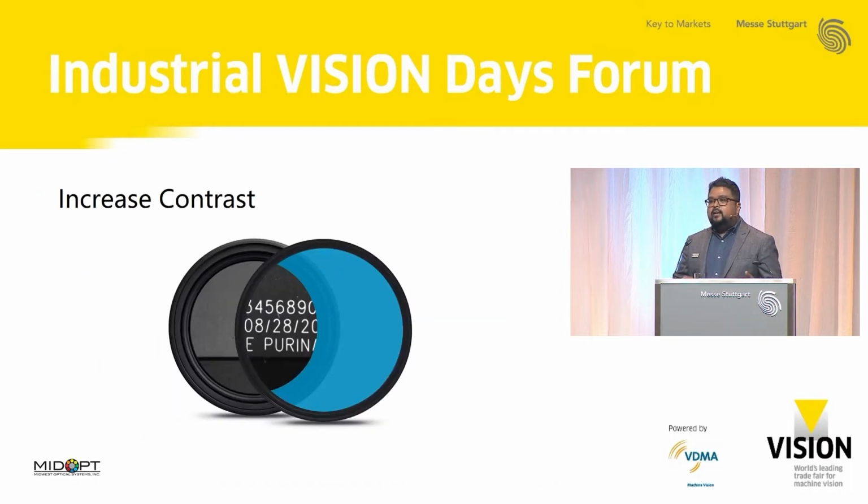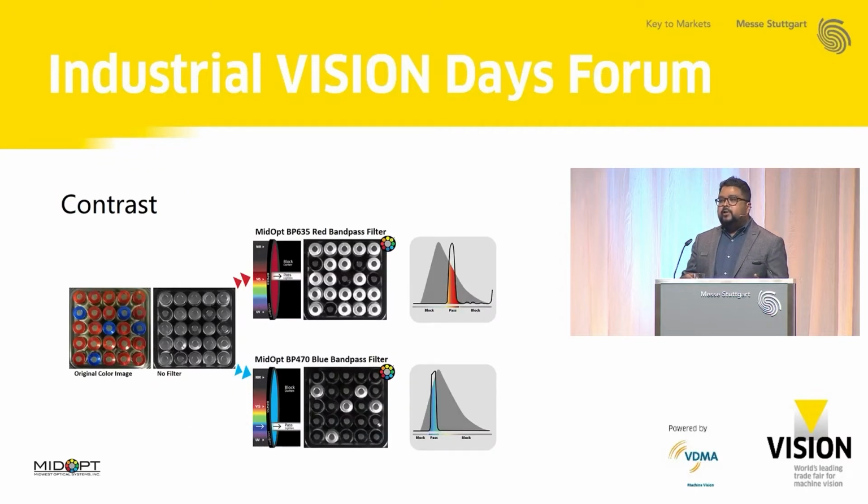So let's take a look at how filters, specifically bandpass filters in this example, can help you increase contrast. In machine vision, contrast is the name of the game. You're trying to create some separation from one part or another, or trying to read some text from the background. And bandpass filters can really help create that contrast, especially when you're dealing with a monochrome type system.